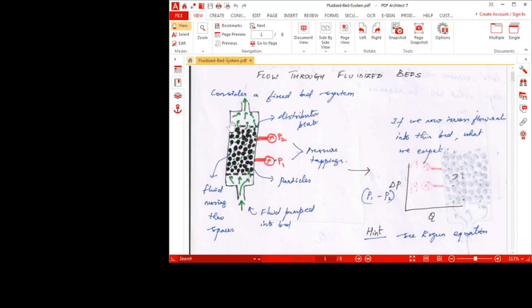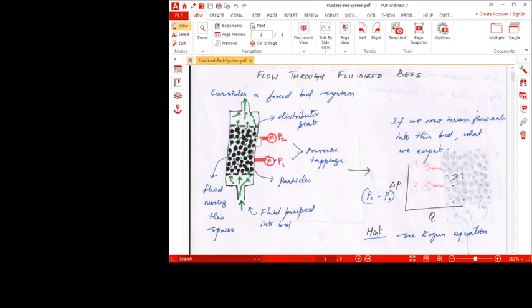For that we have a distributor plate or a support plate system. So in a fixed bed there is a distributor plate or a support plate at both the ends of the bed. You have one at the upstream end, from where the fluid enters the bed, and you also have one at the downstream end where the fluid leaves the bed. So there is a distributor or a support plate at both the ends, and this ensures that the particles are not carried away by the fluid.